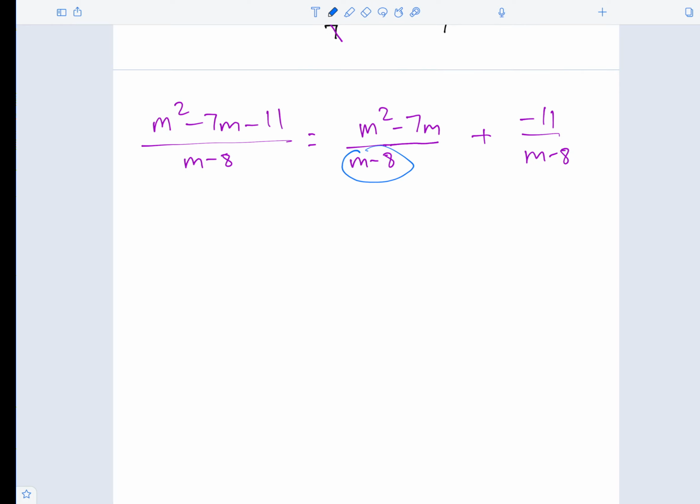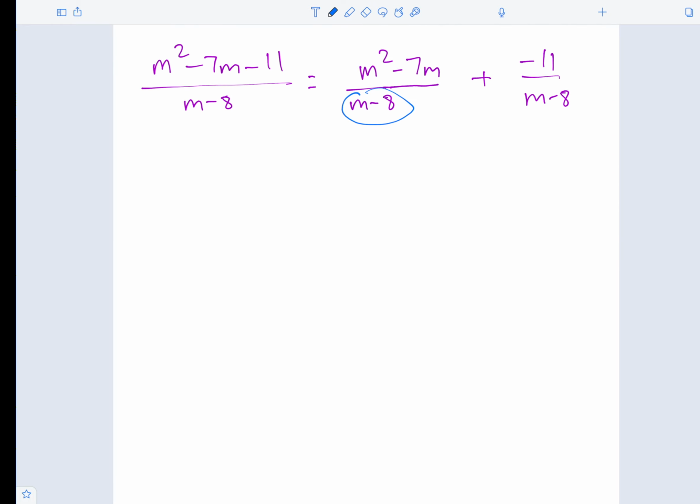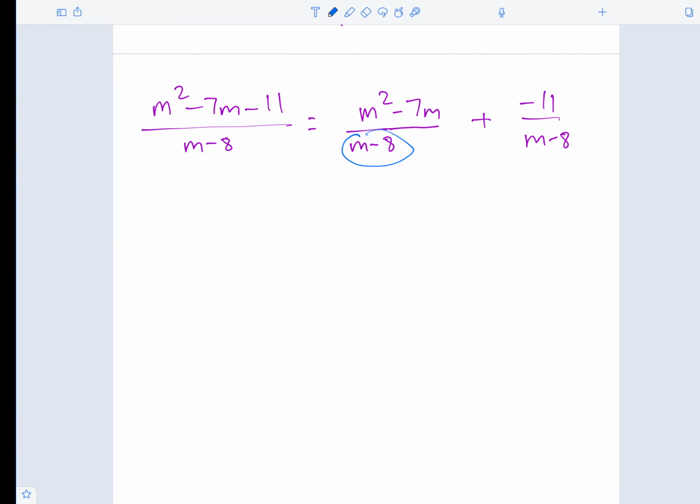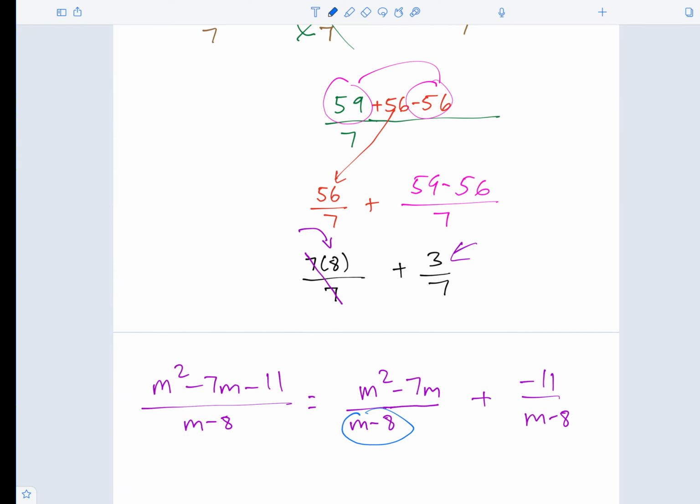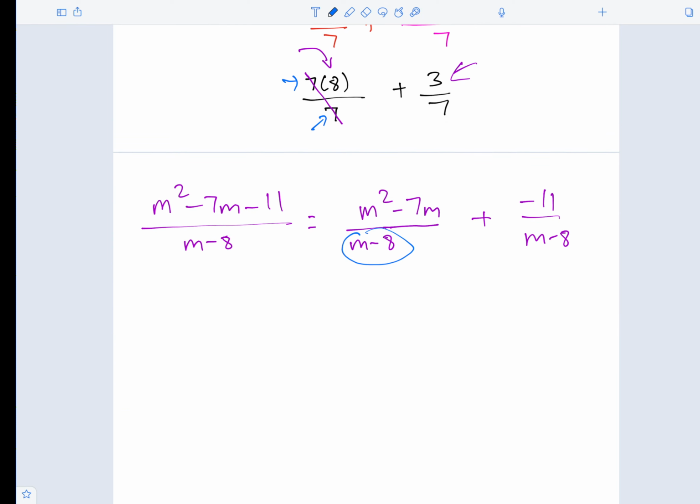And what I'm doing here is we want to see how many times this m minus 8 goes into m squared minus 7m, but to do that, what I'm really trying to do is get this and this to match. So, how do we do that? Well, if this has an m squared and this has only an m, why don't we multiply the top and bottom by m?